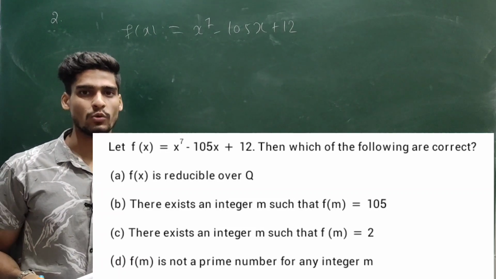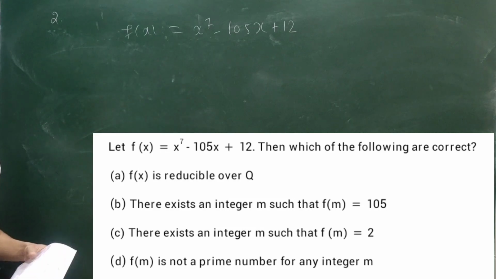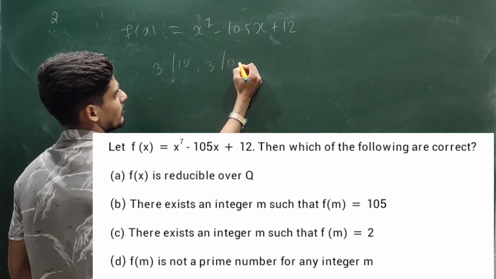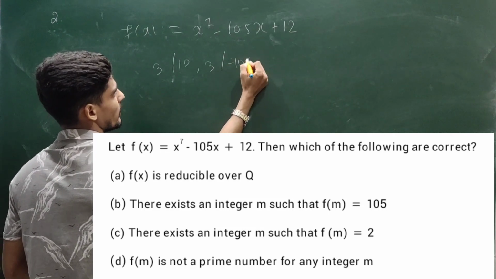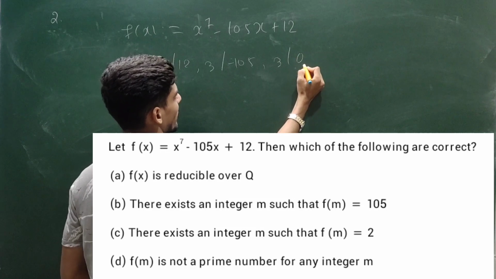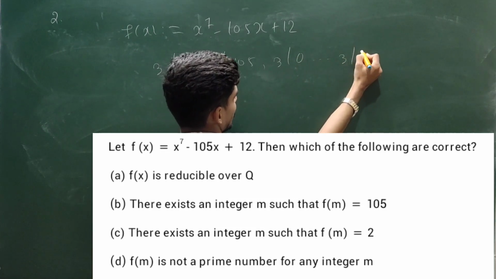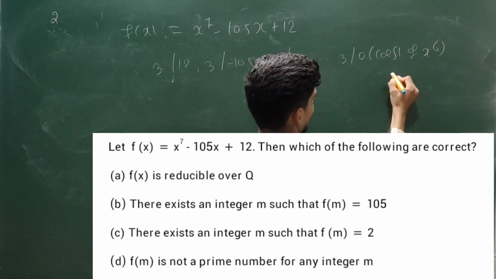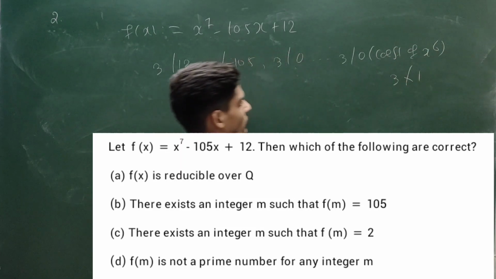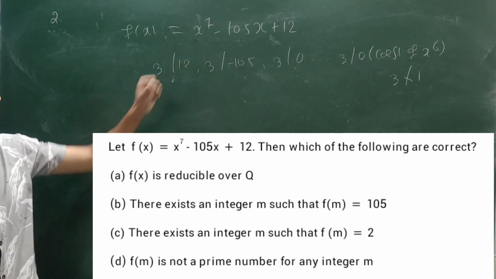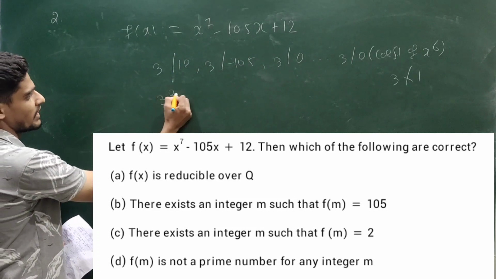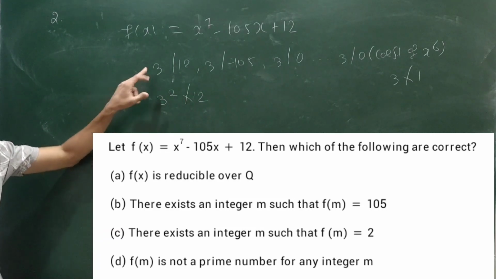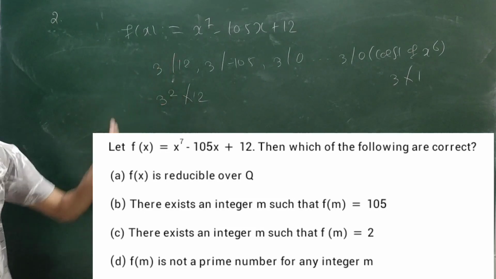Fx is reducible over Q. I can make use of the Eisenstein criteria. You can see this 3 divides 12, 3 divides 0, the coefficient of x, 3 divides minus 105, 3 divides 0, coefficient of x square, 3 divides 0, where this 0 is a coefficient of x power 6, and 3 does not divide the coefficient of highest degree term. And you can also observe 3 square does not divide the constant term, 9 does not divide 12. So by Eisenstein criteria, this is a prime satisfying all the hypotheses.